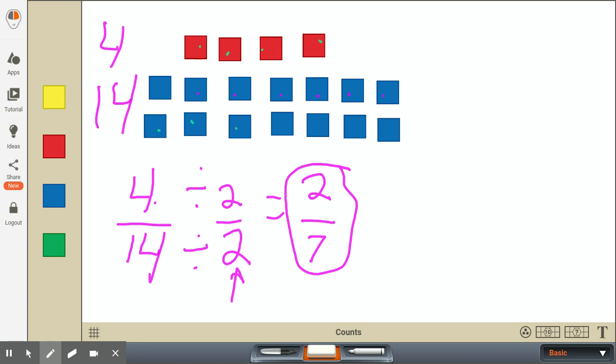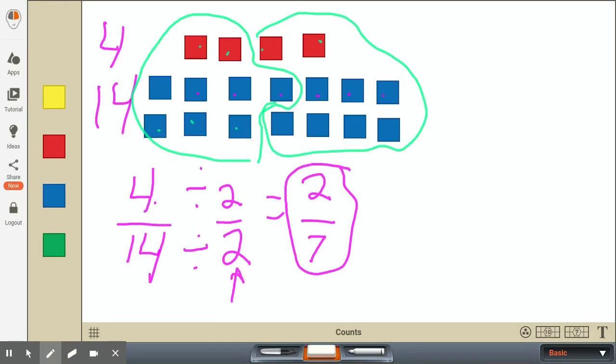So let's look. 1, 2, 3, 4, 5, 6. So I could do this. Circle here. That's one group. That looks like a face with a nose. And here's another group. Okay, so in each group, I would have my ratio value.